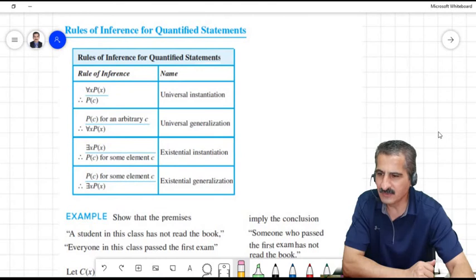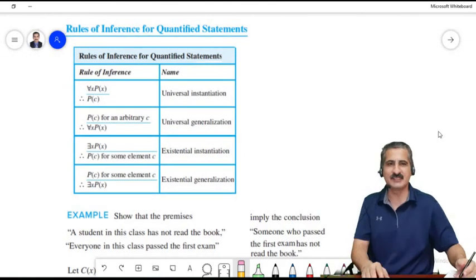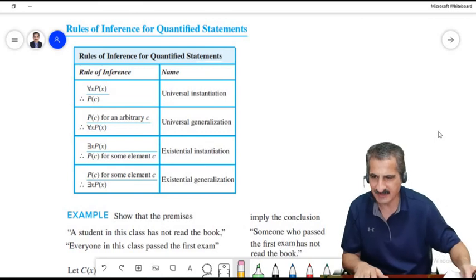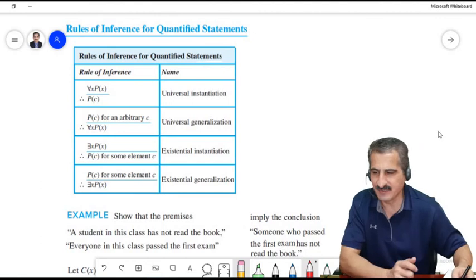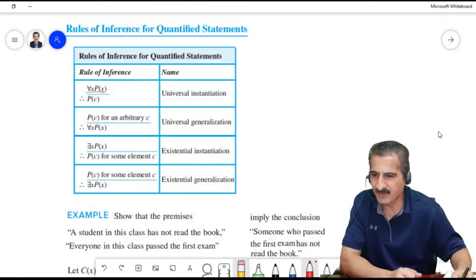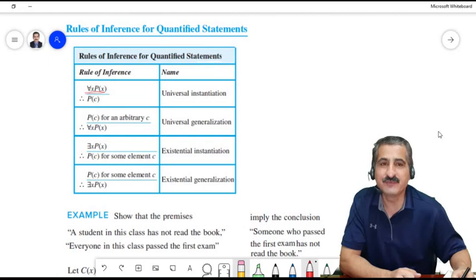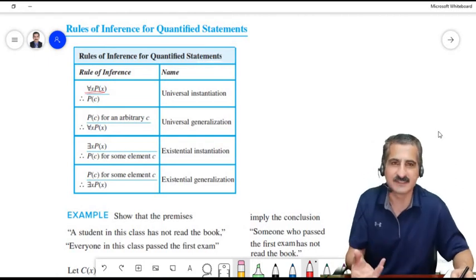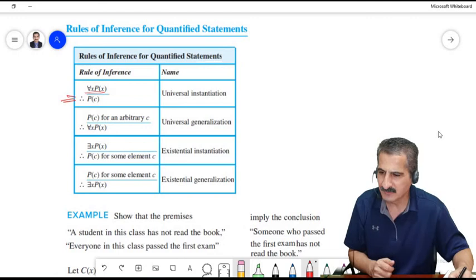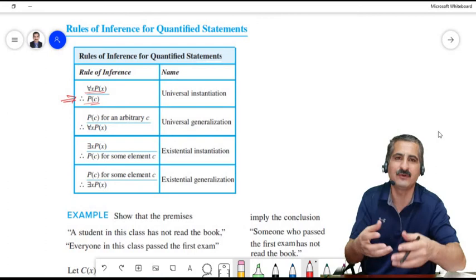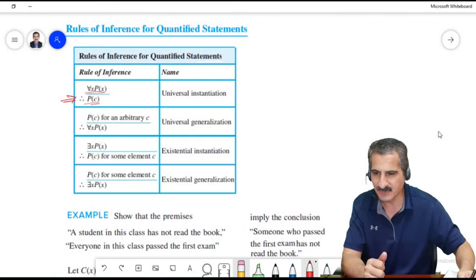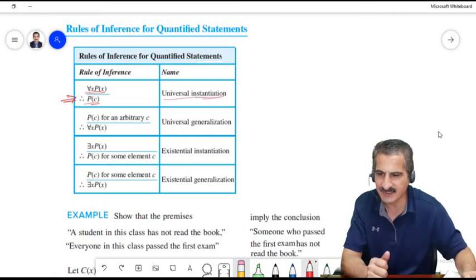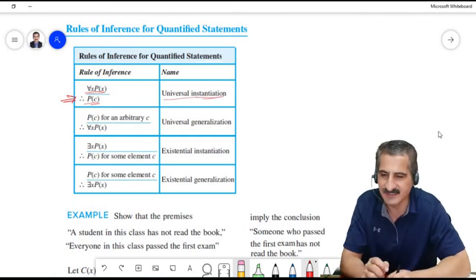Okay, rules of inference for quantified statements. This is part 2, as we have said in the introduction. And they are very intuitive, very easy. Now, if we have that P of X is happening for every X, we will conclude it's happening for some C, where C is in the domain, because it is happening for all values in the domain. So it happens for each one of them. This is called universal instantiation.